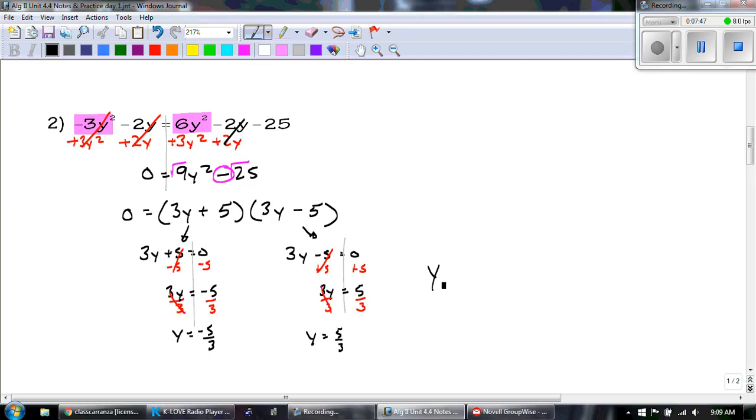Okay, so the way we would write our answer is y equals a negative 5/3 and a positive 5/3. Now there is another way to write that. That would be saying y equals plus or minus 5/3. Those mean the exact same thing.